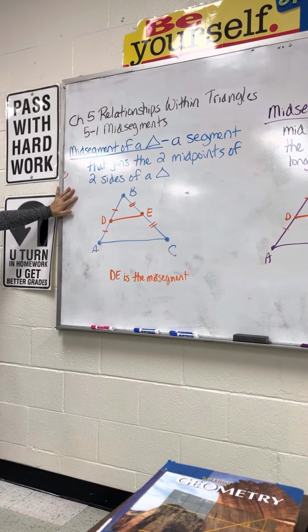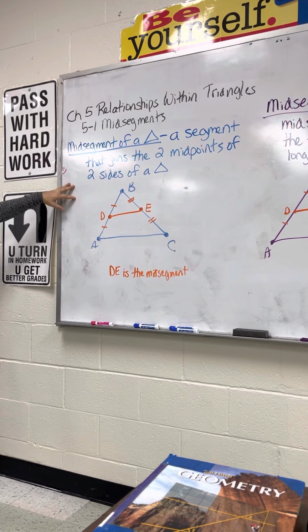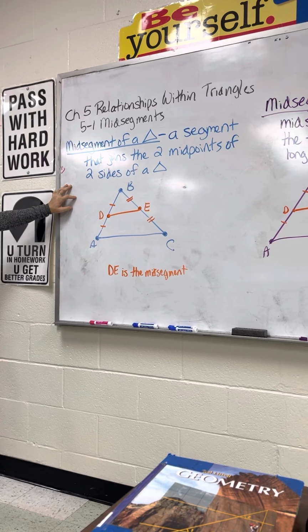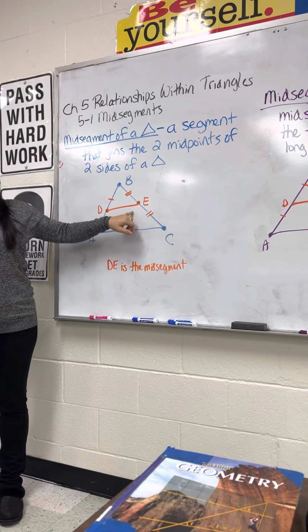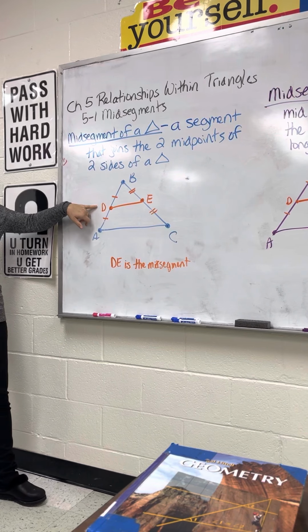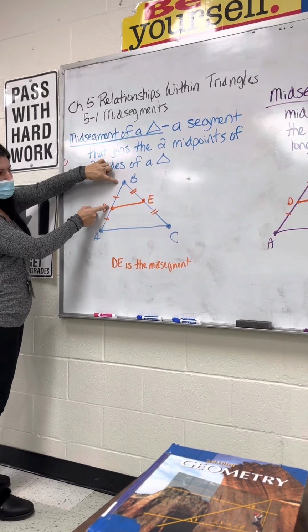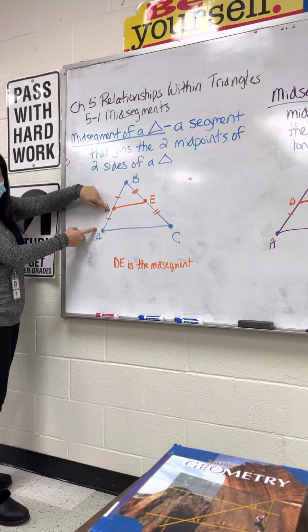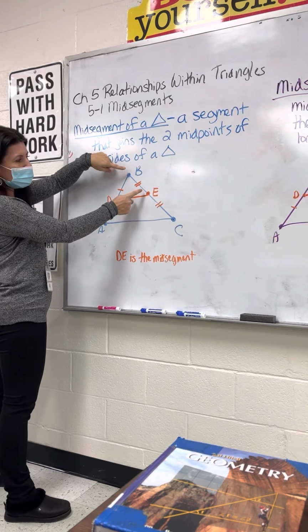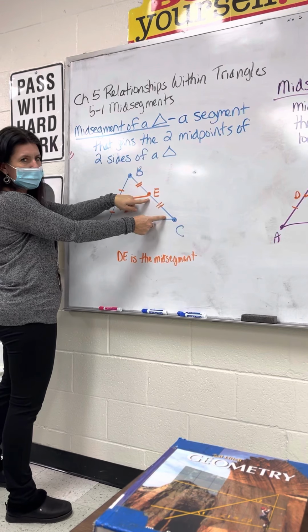The first definition, the definition of midsegments, says it's a segment that joins the two midpoints of two sides of a triangle. So if I know that DE is the midsegment, I know that D is a midpoint, which means that this segment and this segment are the same length. I also know that E is a midpoint, which means that this segment and this segment have the same length.